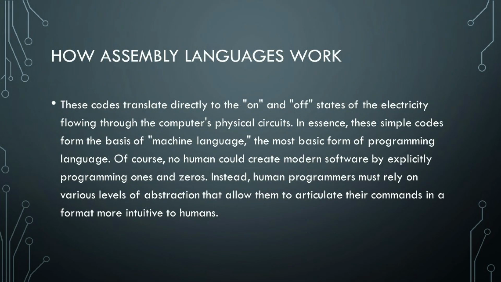How it works. The code translates directly to an on and off state of the electricity flowing through the computer's physical circuits. In essence, these simple codes form the basis of machine language, the most basic form of programming language. Of course, no human could write modern software by explicitly programming ones and zeros. Instead, human programmers must rely on the various levels of abstraction that follow to articulate their commands in a format more intuitive to humans.